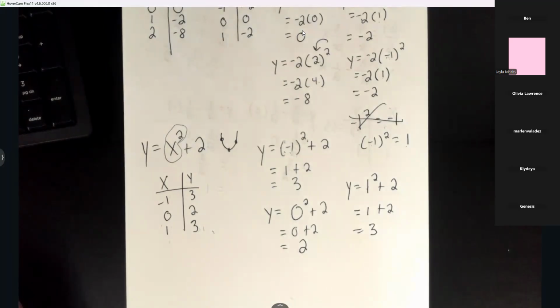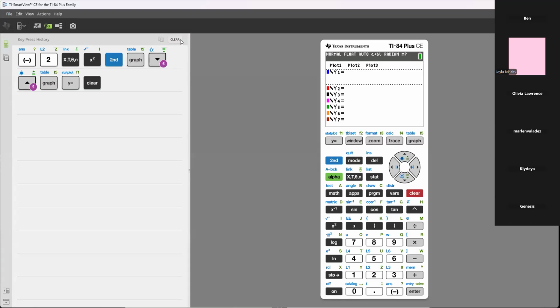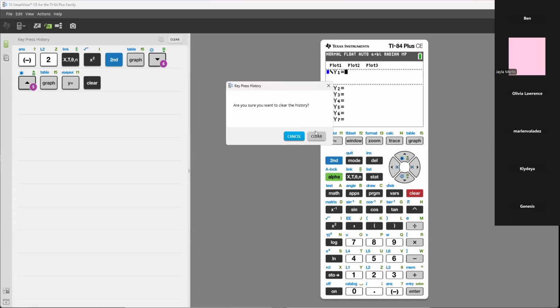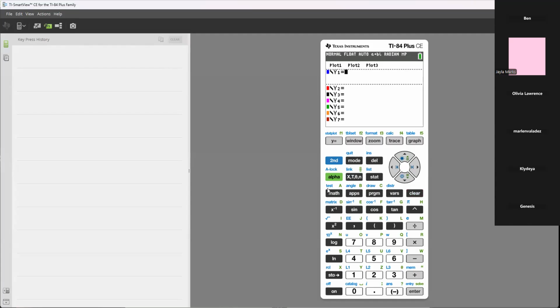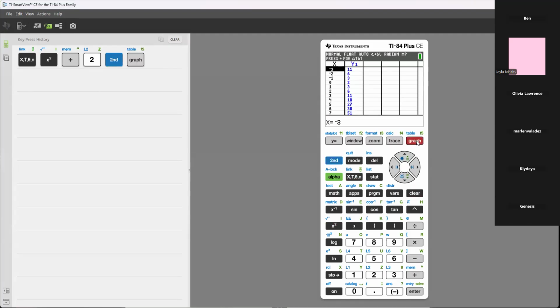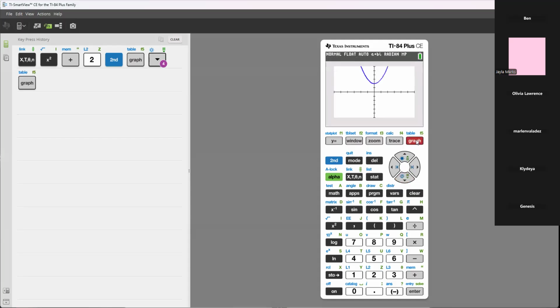So calculator, y equals, clear that out. We had an x squared, so x, square that, plus 2. All right, y'all, watch this. Go to second graph to get my table. So I started at -1, so there's -1, 3, 0, 2, and then 1, 3. All right, let's look at the graph and see what it's going to look like when we graph this.